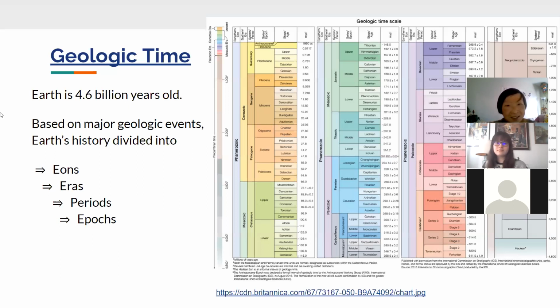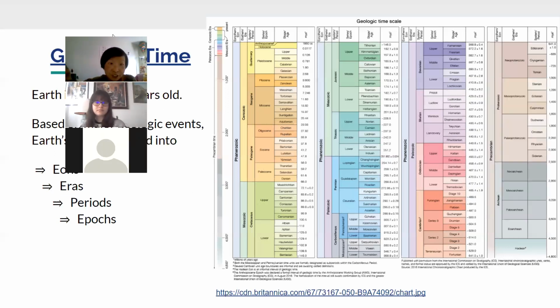Okay, so you can see the coarsest, the biggest division, is called eons. And then within each eon, you have eras and periods, and then periods and epochs. Okay, so get this idea. This is the structure. You have a quiz question on this. Okay.